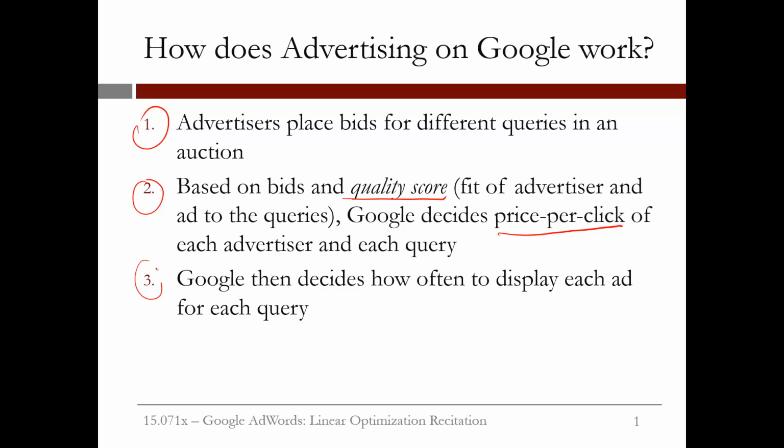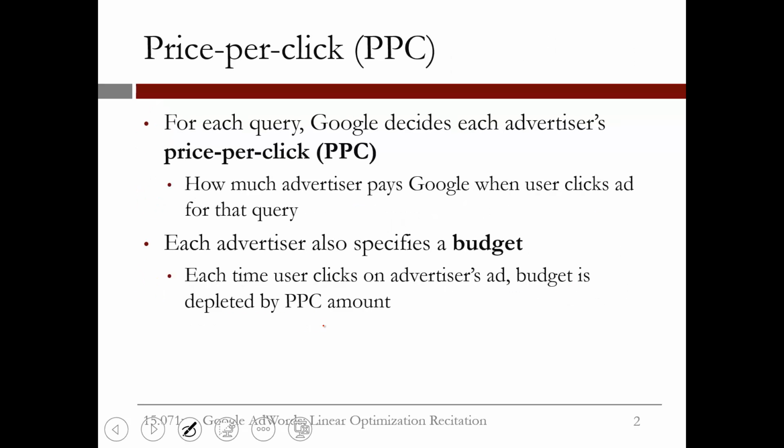Google does this for each advertiser and each query. Finally, and this is where optimization plays a key role, Google decides how often to display each ad for each query. This problem, as we will see shortly, can be formulated as a linear optimization model. Let's begin by thinking about the data that we need for this model. In particular, let's think about the price per click.